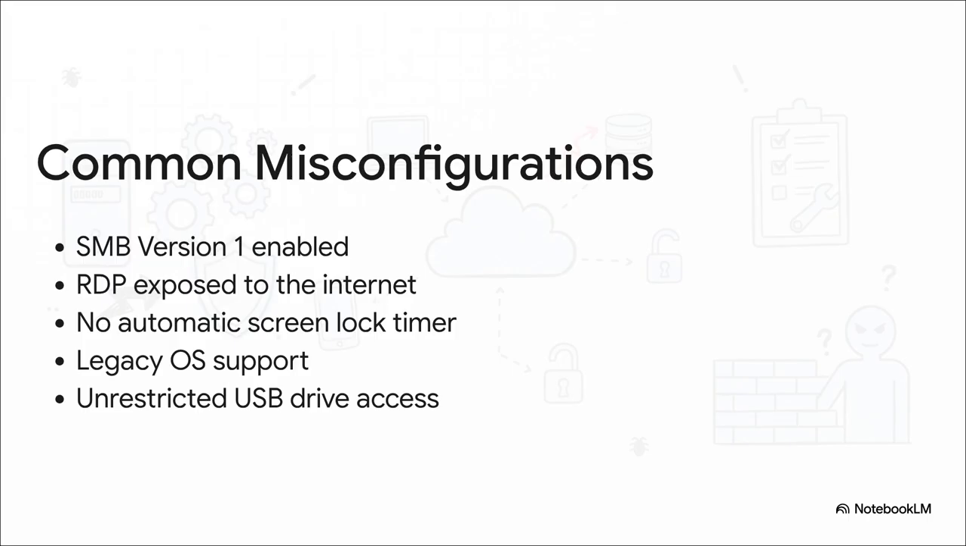You've got things like leaving an old file sharing protocol like SMB version 1 enabled, which by the way has some severe, very well-known vulnerabilities. Or even worse, exposing remote desktop protocol to the internet. That's basically the digital equivalent of leaving your front door unlocked, wide open, with a welcome mat out. These aren't obscure settings. They're common defaults that attackers are scanning for automatically, all day, every day.